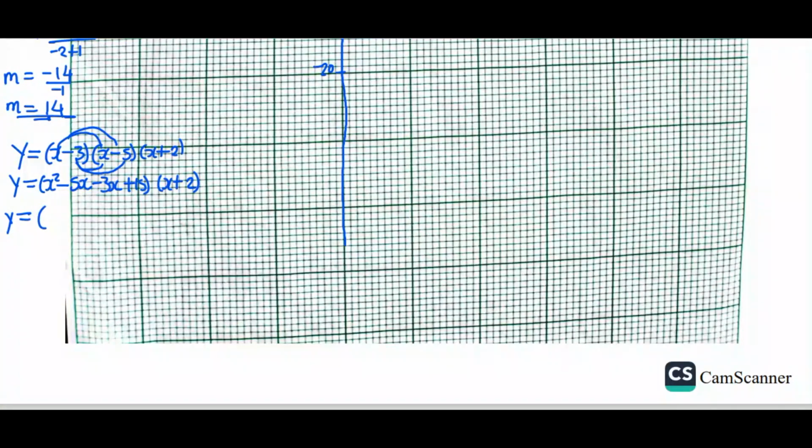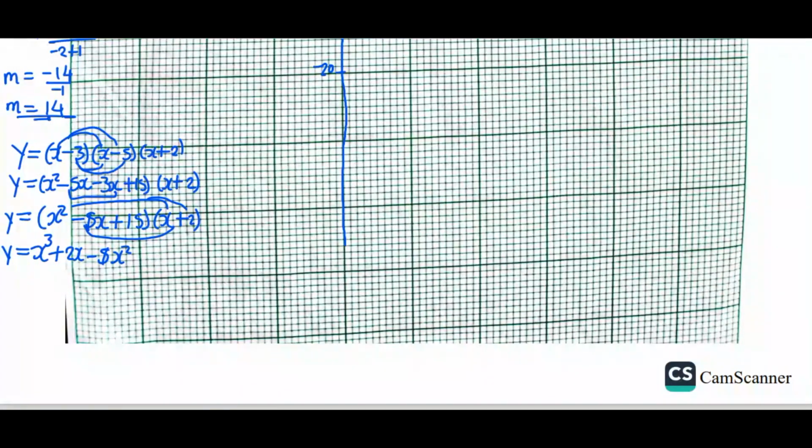Then here we can see that we can add these two. So -5x minus 3x will give us -8x plus 15, which is multiplied by x plus 2. Then we can expand. So x squared times x will give us x cubed. x squared times 2 will give us 2x squared. -8x times x will give us -8x squared.